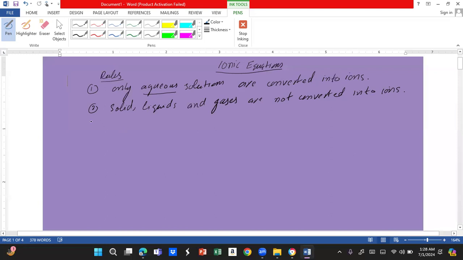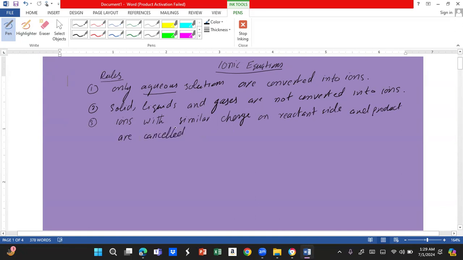Okay, so the third rule we need to keep in mind: ions with similar charge on the reactant side and product side are cancelled out. We remove them.